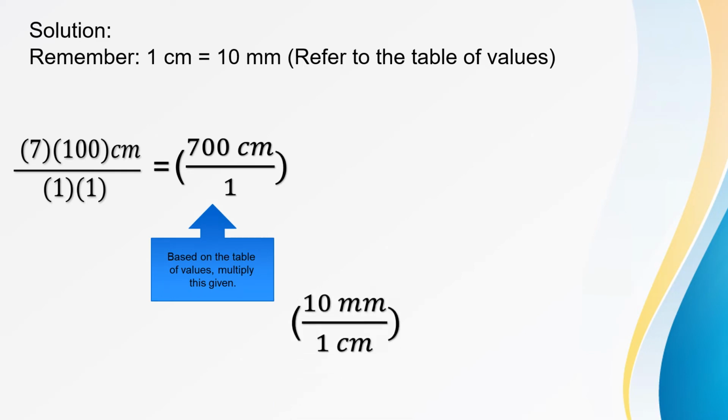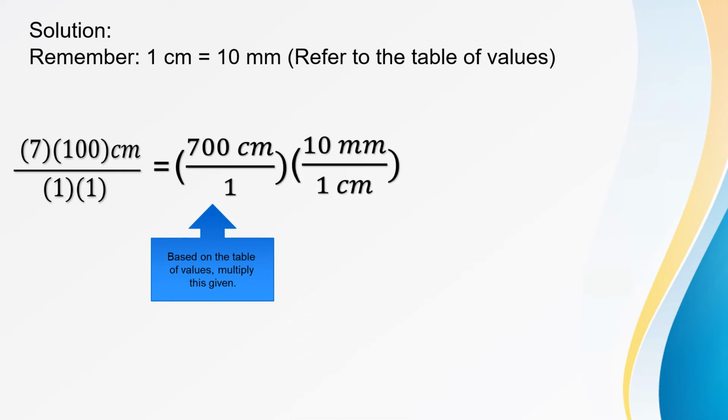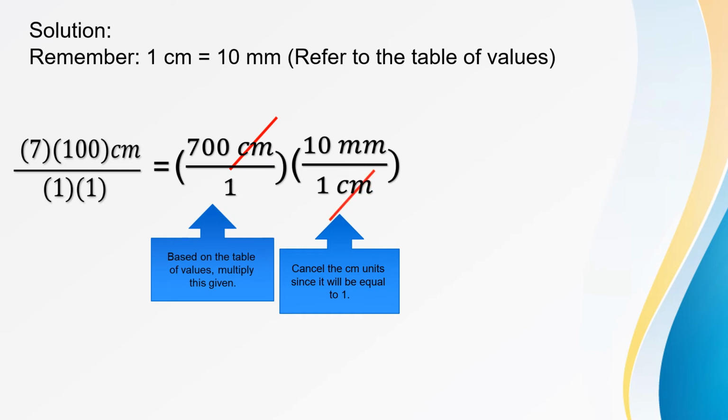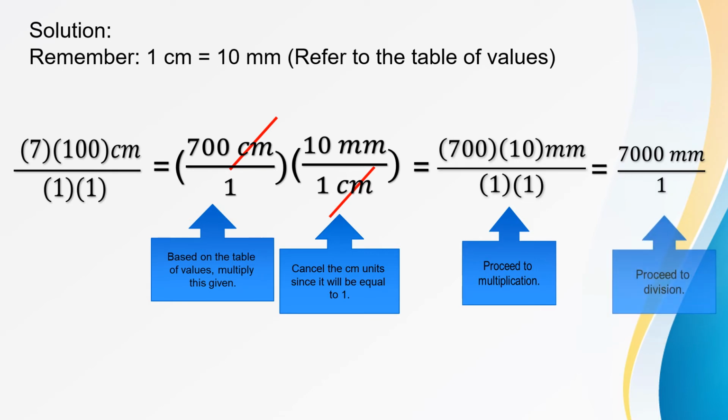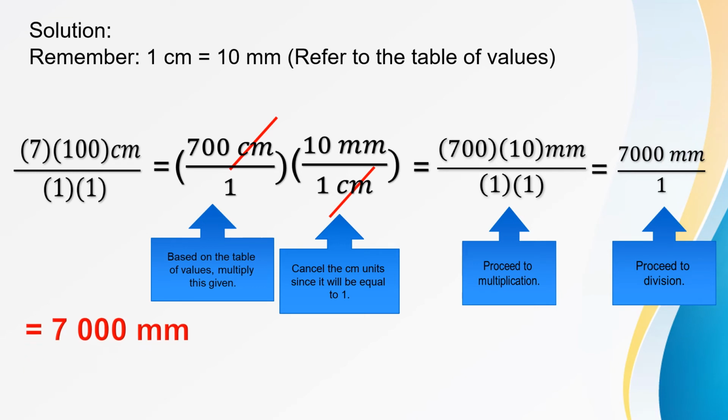Based on the table of values, 1 centimeter is equal to 10 millimeters. Multiply this given. Cancel the centimeter units since it will be equal to 1. Then, proceed to multiplication. 700 times 10 millimeters over 1 times 1 is equal to 7,000 millimeters divided by 1. Proceed to division is equal to 7,000 millimeters. Therefore, 7 meters is equal to 7,000 millimeters.